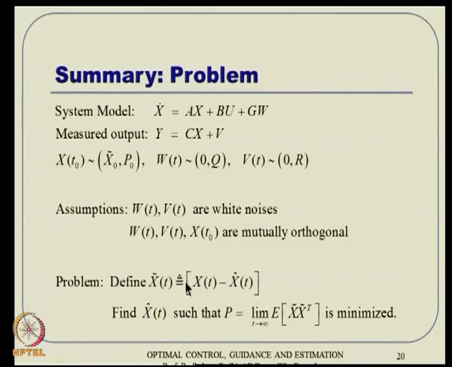Then you define the error in the state, x tilde of t equals x of t minus x hat of t, where x hat is the estimate of x, and our interest is to find x hat of t such that P, in the limiting sense, that means the steady state P, limit t tends to infinity of the expected value of x tilde x tilde transpose, is minimized. So the steady state P has to be minimized.